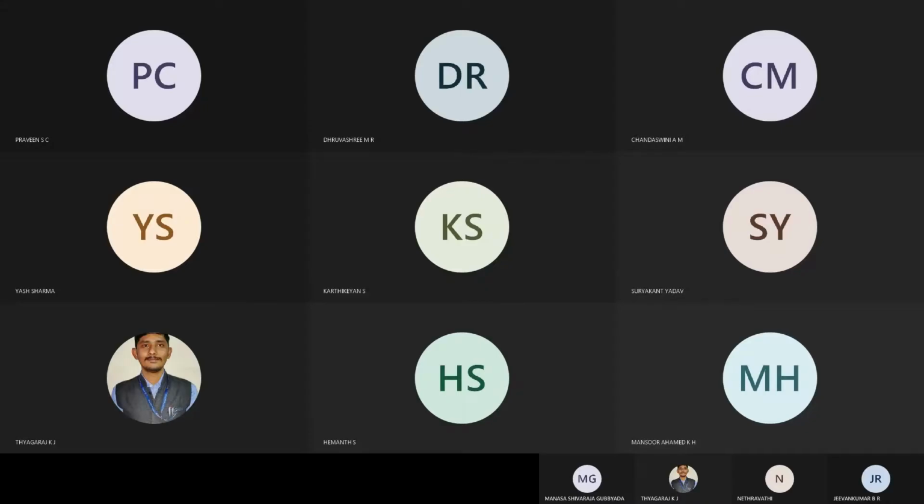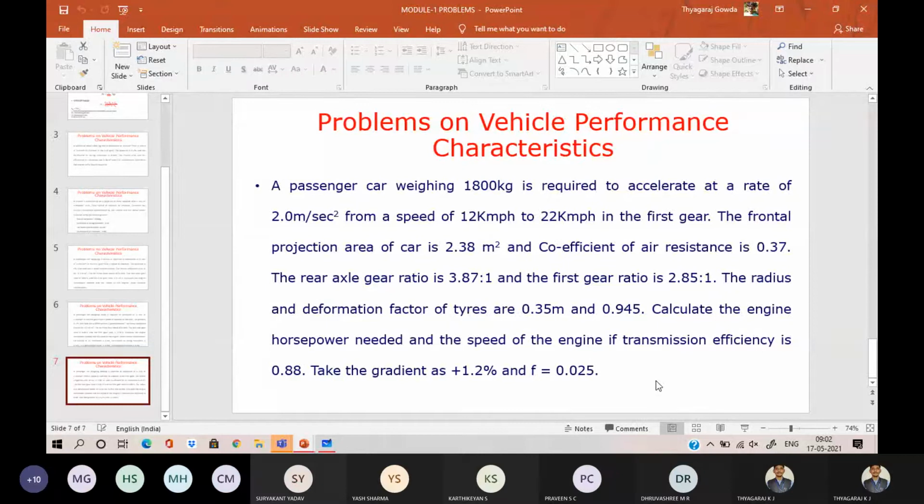km/h in the first gear, full stop. The frontal projection area of the car is 2.38 meters square and the coefficient of air resistance is 0.37. The rear axle gear ratio is 3.87:1 and the first gear ratio is 2.85:1.